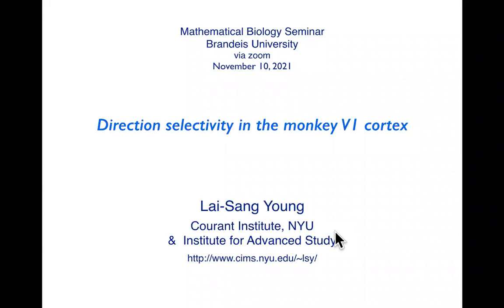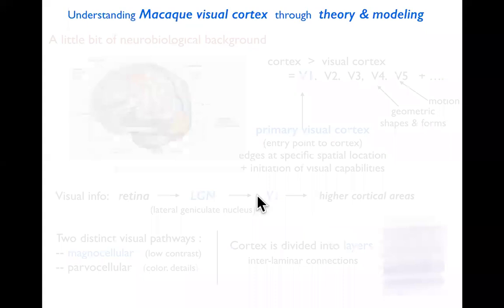So for the last several years, 5, 6, 7 years now, I have been working on trying to understand the macaque visual cortex through theory and modeling. And the macaque, as you all know, has a visual system that's very, very similar to ours. The reason that it is ideal for studying theory and for modeling work is that there's a lot of data that have been collected for the macaque. So it's already there.